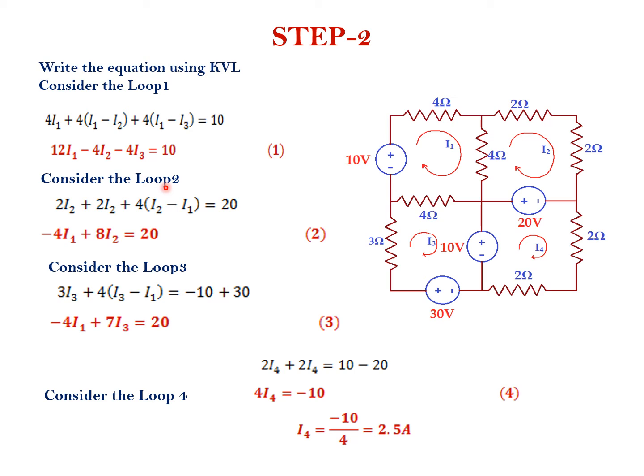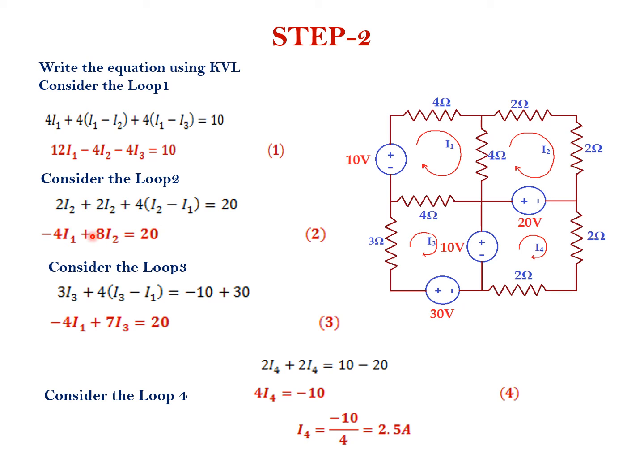And next consider the loop 2. In loop 2, see the 2 ohm resistor. Current flowing through is I2. So 2 into I2. Next consider the next 2 ohm. Here also current is I2. So again 2I2. Then consider the 4 ohm. It is shared by the currents I1 and I2. But with respect to I2 only, we have to write the equation. So 4 into (I2 minus I1), that is equal to voltage rise 20.